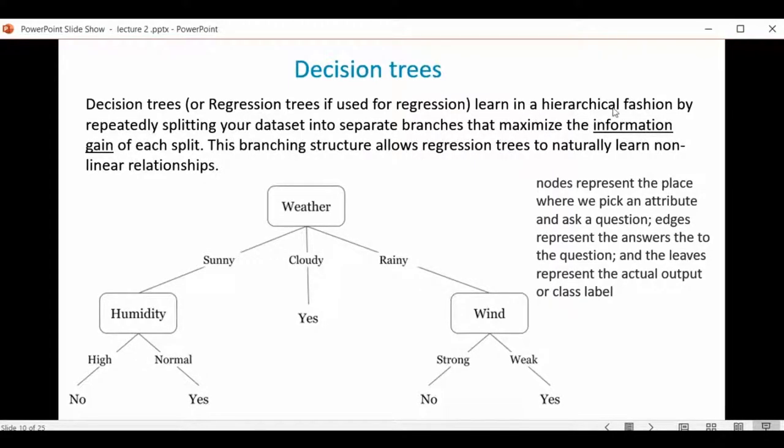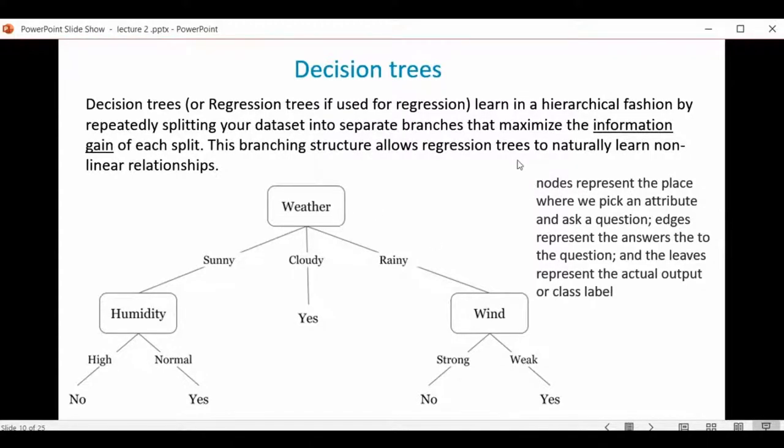So it learns in a hierarchical fashion by repeatedly splitting your data set into separate branches that maximize the information gain of each split. And this branching structure allows regression trees, it's called regression trees if it's used for regression problems, to learn naturally non-linear relationships. The previous approaches only learned linear relationships and used different kinds of tricks to get around that, but this one can learn non-linear relationships more naturally.